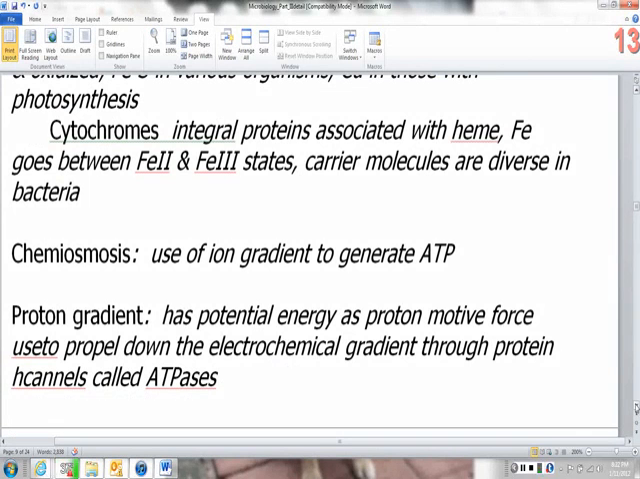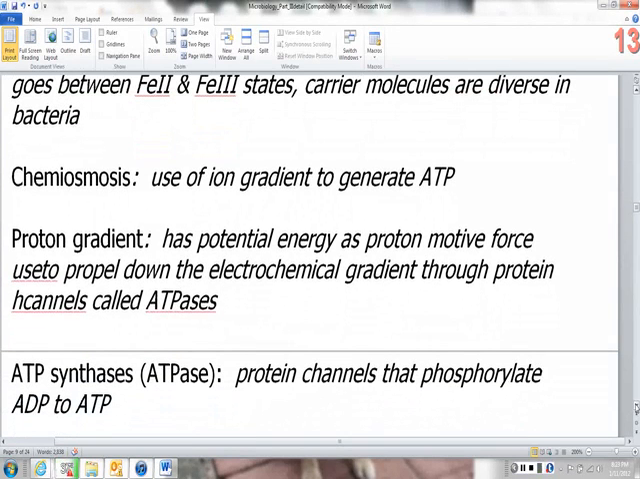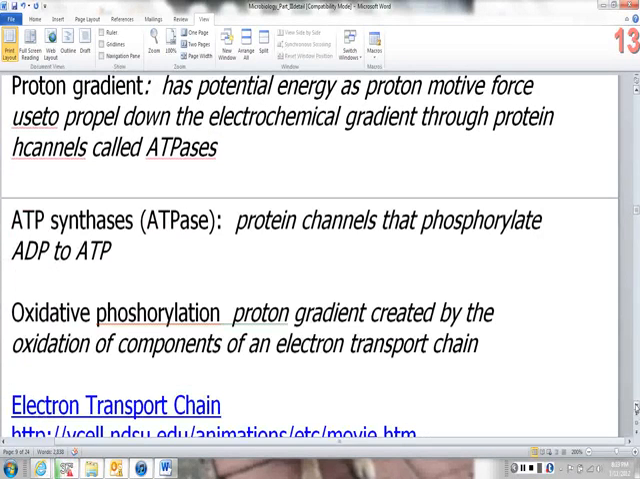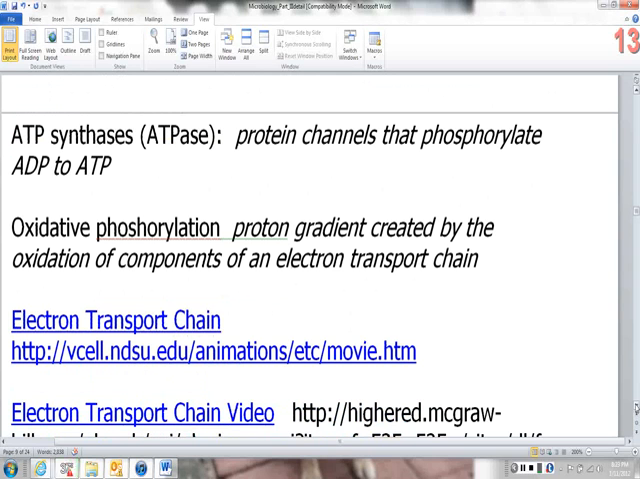ATPase is the enzyme ATP synthase in a protein channel that catalyzes the phosphorylation reaction to add a phosphate to ADP to make ATP. It is referred to as oxidative phosphorylation because the proton gradient is created by oxidation of the components of the electron transport chain. And here we have an animation of the electron transport chain.